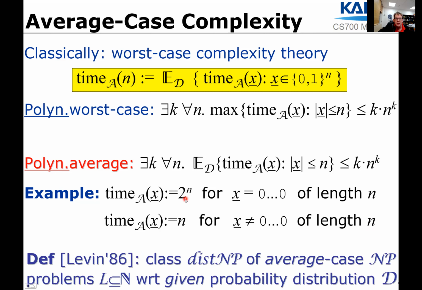Then if you calculate the average cost of that algorithm with respect to the uniform distribution, let's say all inputs of length n are equally likely, then this exponential contribution is very unlikely. It's just one of exponentially many, 2 to the n, inputs of length n, whereas the majority of the inputs, all others, have linear cost. So in total, that means this algorithm has polynomial, even linear, expected cost.